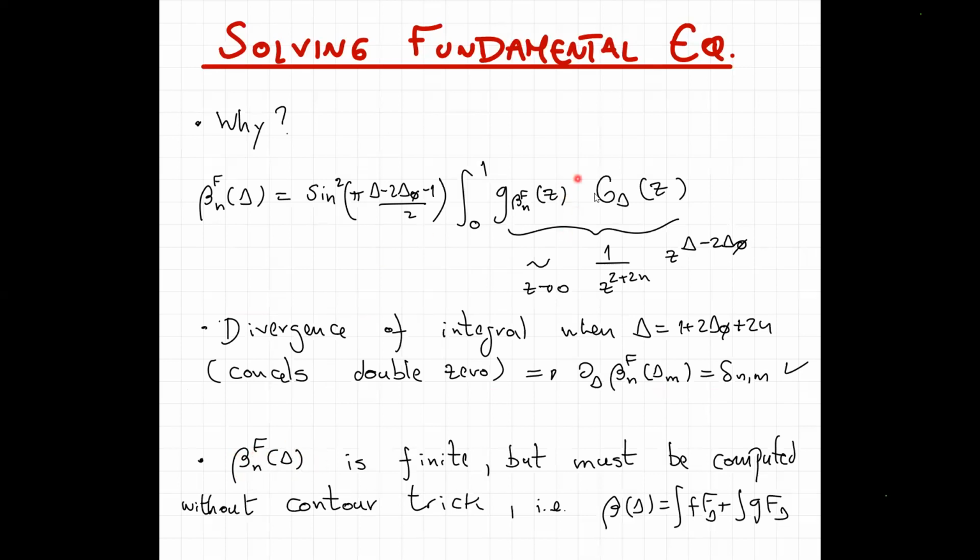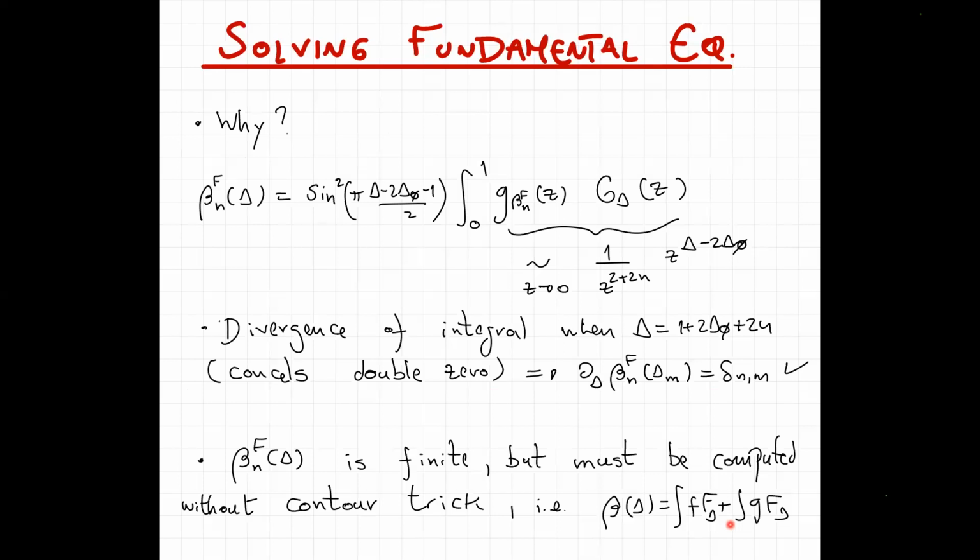So this integral is divergent. What went wrong is that to arrive at this representation, I told you that we have to do some contour manipulations, and these contour manipulations fail when delta is sufficiently small. But the original representation of the functional in terms of an integral with an f and a g is still finite by our boundary conditions.